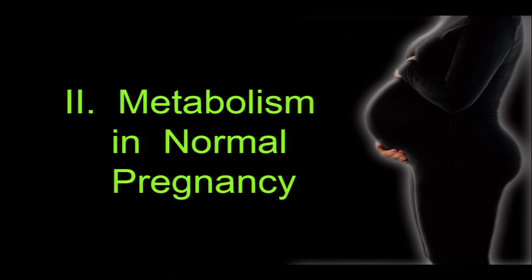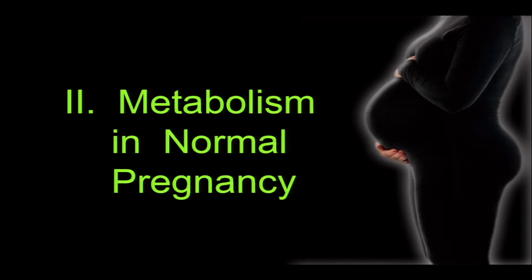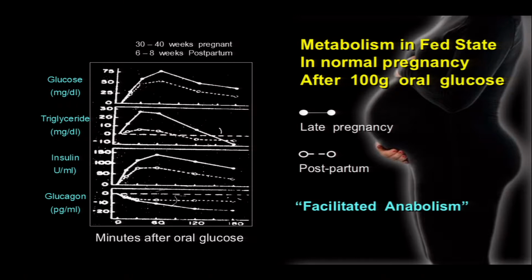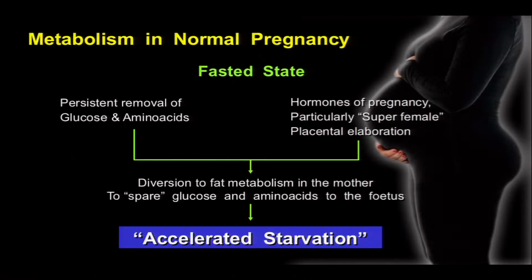Now, in normal pregnancy, let us see what alteration takes place. In normal pregnancy, you will find in the fed state, after a 100 gram oral glucose challenge, levels of glucose, triglycerides and insulin are higher and more prolonged compared to the postpartum state, whereas the level of glucagon is suppressed. This facilitates anabolism. Therefore, during the fed state in normal pregnancy, you have facilitated anabolism.